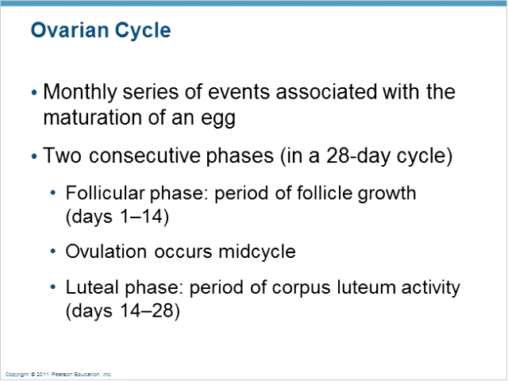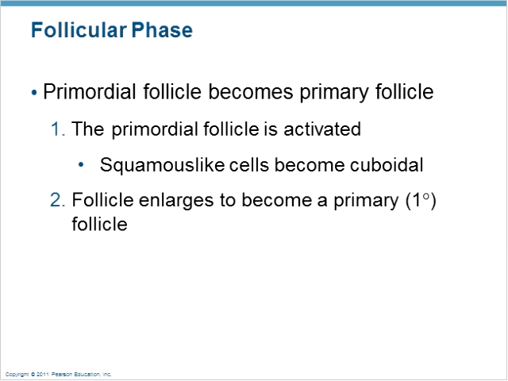The ovarian cycle is a monthly series of events associated with the maturation of that oocyte. There are 2 consecutive phases in a 28-day cycle. There's a follicular phase, which is a period of follicle growth within the ovary that occurs in the first 1 to 14 days. There's ovulation, where that egg is expelled from the ovary and then tracks down the fallopian tube. And there's a luteal phase where the shell of that follicle breaks down and develops into what's called the corpus luteum, and that occurs the last 2 weeks of the menstrual cycle.